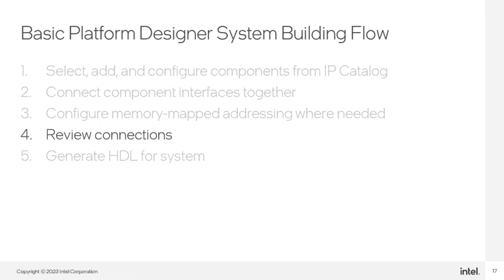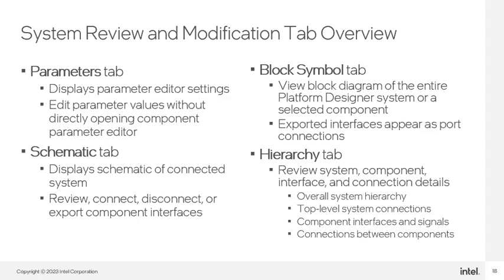Once all components are added to the system and connected together, you'll want to review the connections you've made and the system you've built. At any time during the process of building a Platform Designer system, use the various tabs discussed so far, like the System View or System Contents and Clock or Reset Domains tabs, to review and verify your work. There are also additional tabs available to help with this process. As before, all of these tabs are accessible from the View menu.